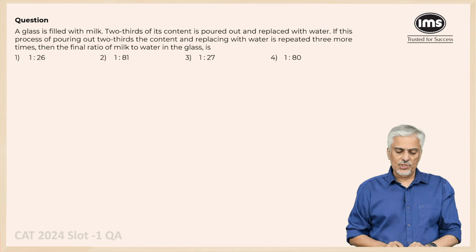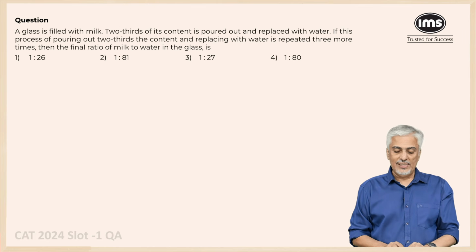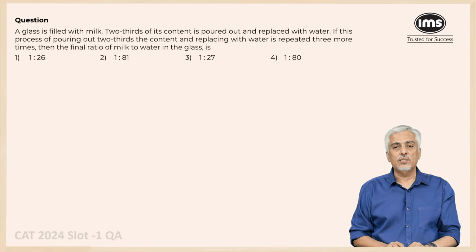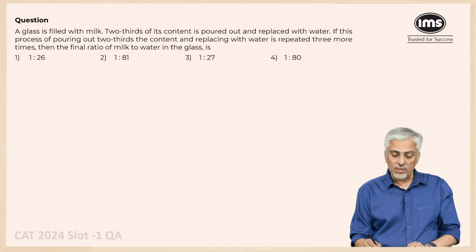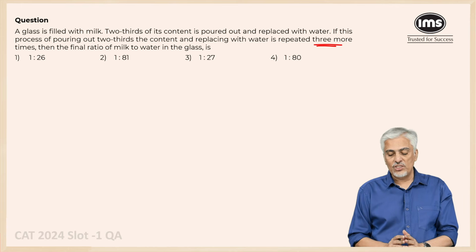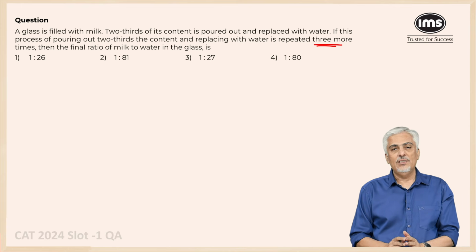Let's have a look at the next question. A glass is filled with milk. 2/3 of its content is poured out and replaced with water. If this process is repeated 3 more times, sorry, 2/3 is poured out and replaced with water. So total 4 times the process was done. Then the final ratio of milk to water in the glass is how much? Very frankly, the options are also so easy.